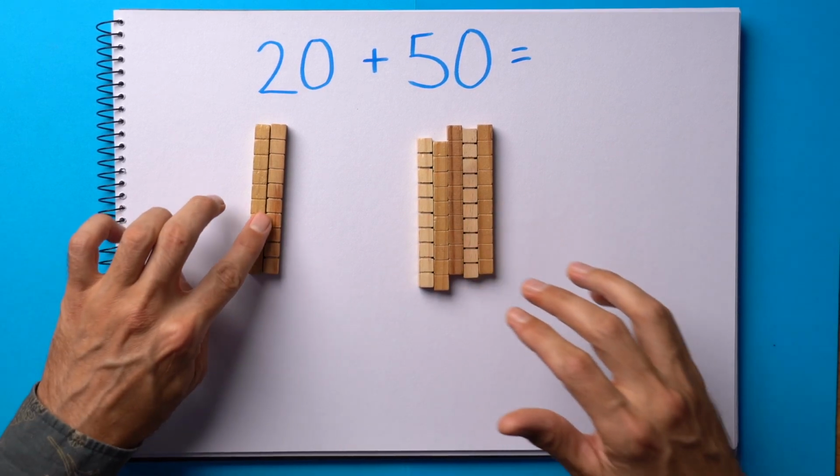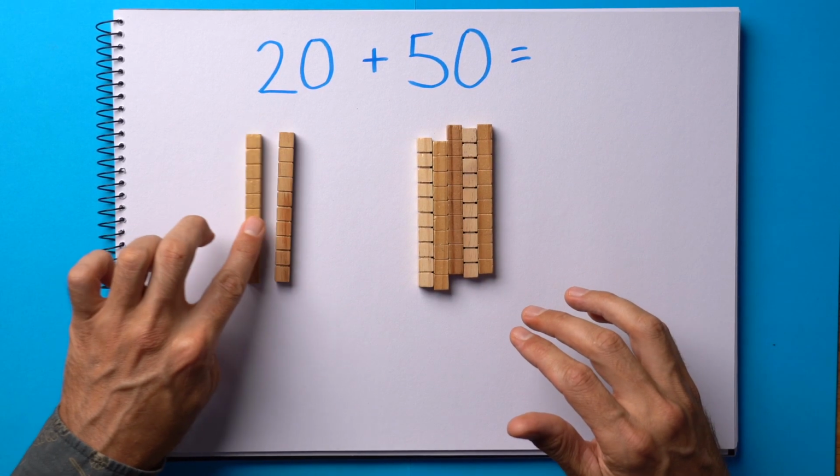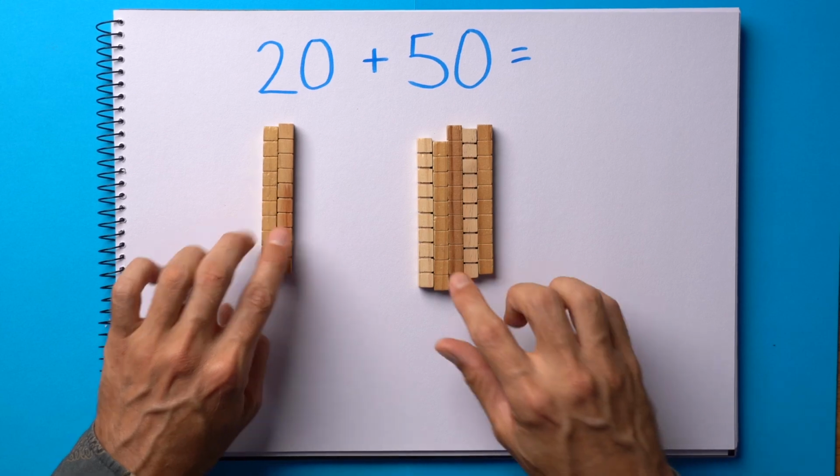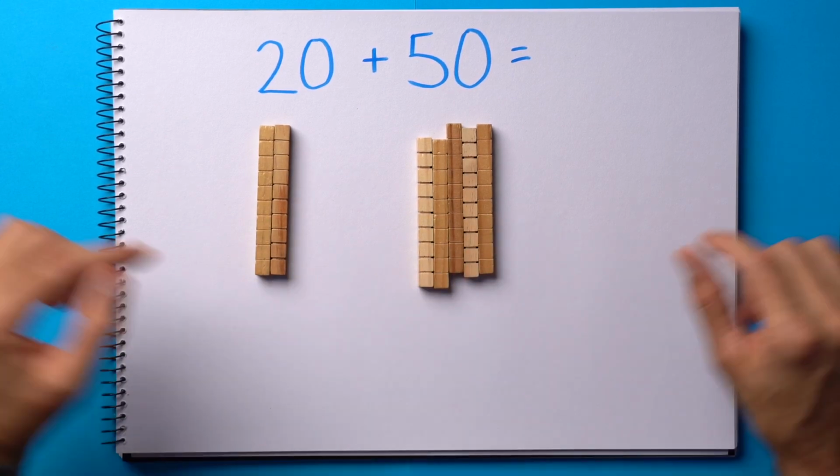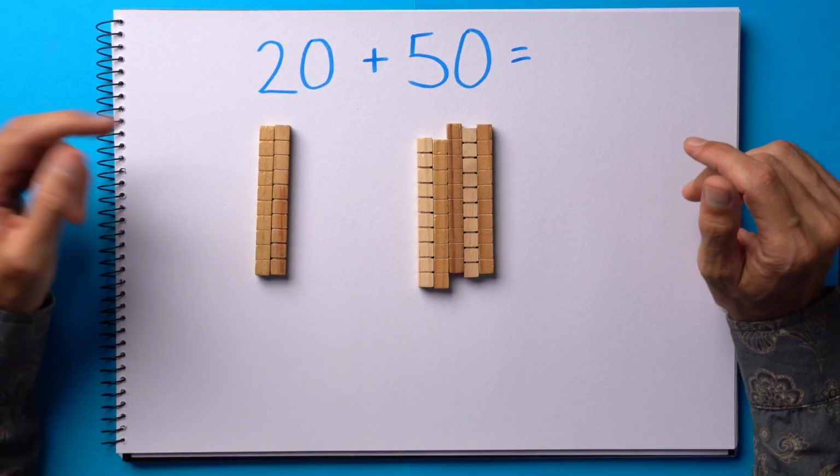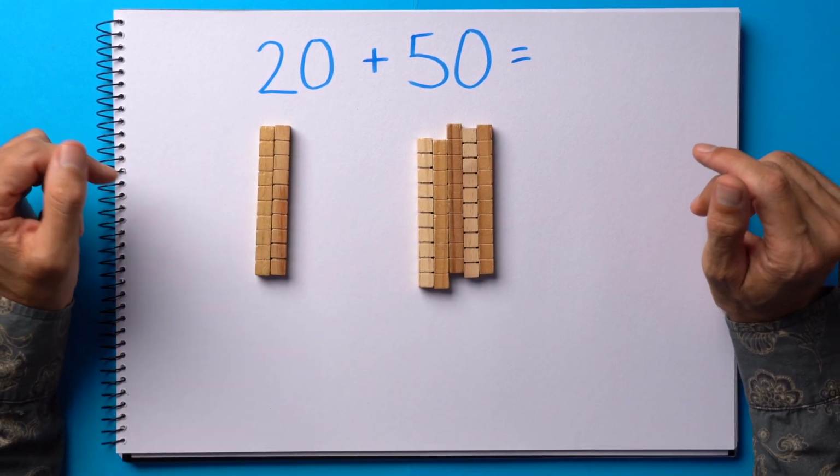What we can see here is when these are in groups of 10, they're actually very easy to add up because I've got 2 of them here and 5 of them here. So really all we have to do is 2 plus 5 to work out 20 plus 50.